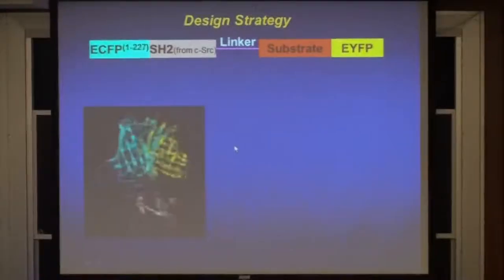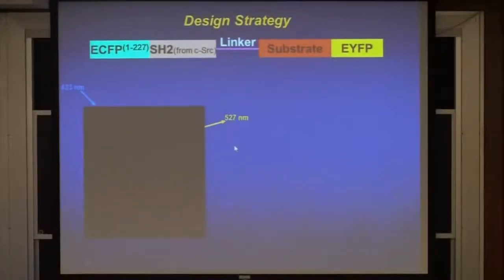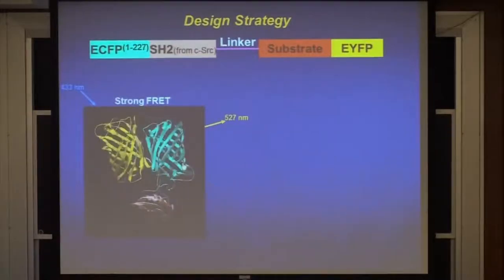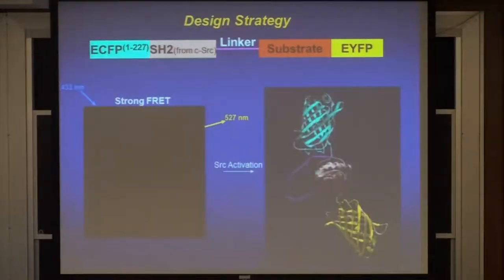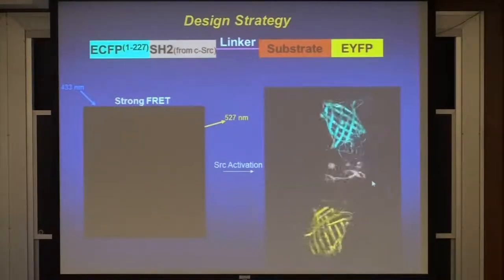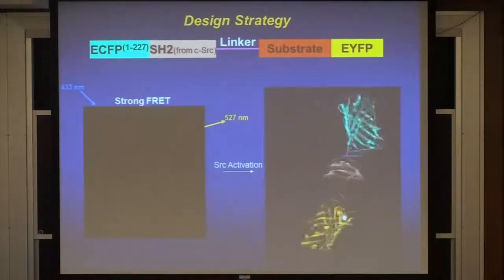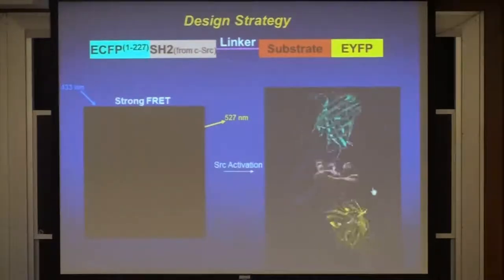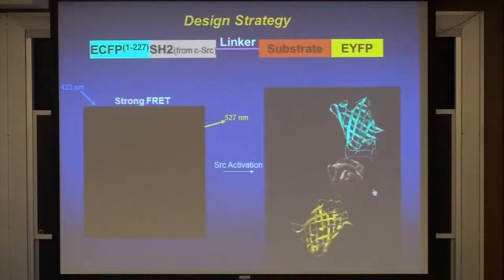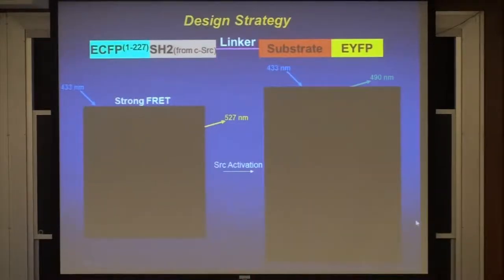But when the Src is activated, oops, it's gone. Okay. When the Src is activated, it will phosphorylate this peptide, and the phosphorylated peptide will start to bind to the bottom pocket of the SH2 domain. This movie does not work. Oh, it works. As you can see, then the CFP and YFP will be separated from each other, and therefore the FRET will be reduced. Okay? A similar kind of design as the focal kinase biosensor.